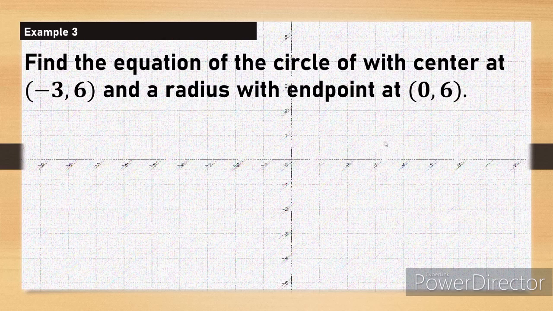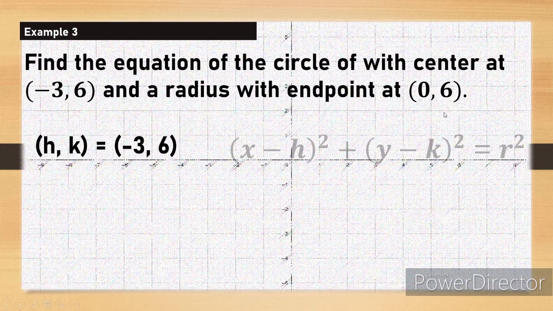That's it. Example, find the equation of the circle with center at negative 3, 6, and the radius with endpoint at 0, 6. So, we have the center, negative 3, 6, which is the value of our h and k. And instead of the length of the radius, the given is the endpoint, that is 0, 6. It also means that the circle passes through this point. When a radius has an endpoint, it runs from the center to a point on the circle. So, we can find the radius by substitution.